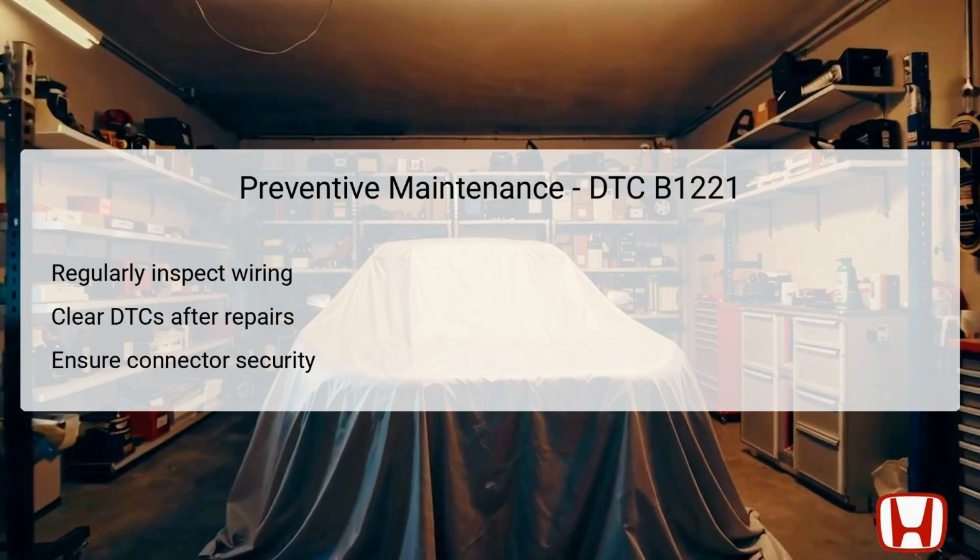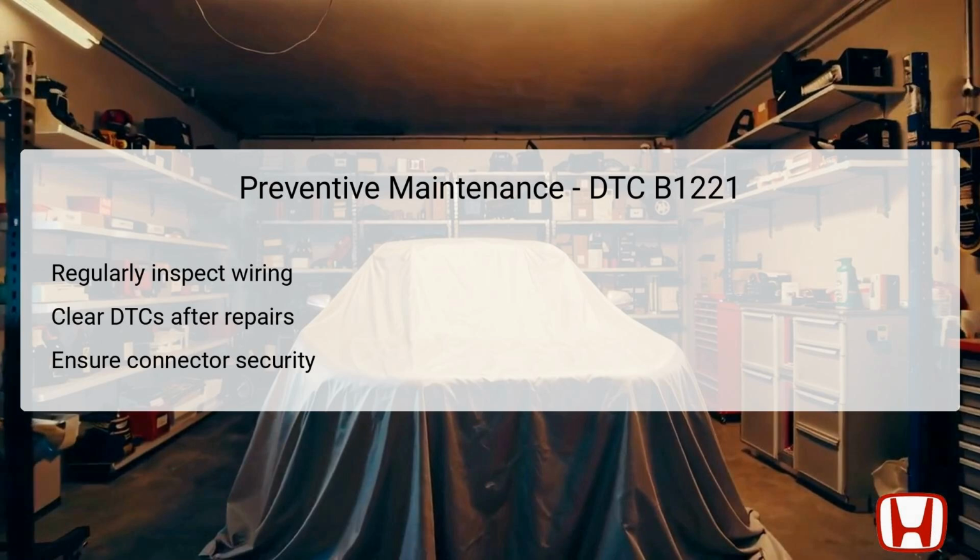To prevent future occurrences of DTC B1221, implement a routine maintenance schedule that includes regular checks of all wiring related to the rear mode control motor circuit. Inspect for signs of fraying, corrosion, or loose connections that could lead to potential failures in the system. It's also advisable to clear DTCs after any repair work to ensure the system resets and checks for ongoing issues properly.